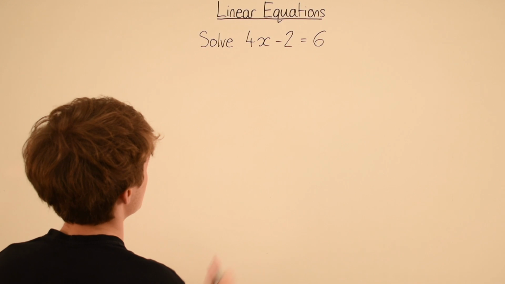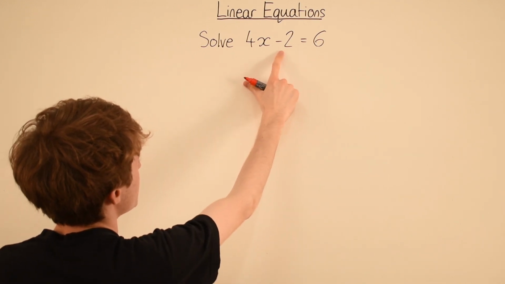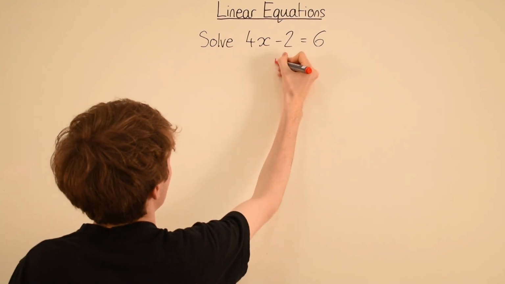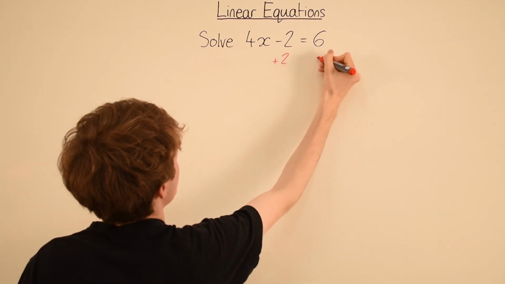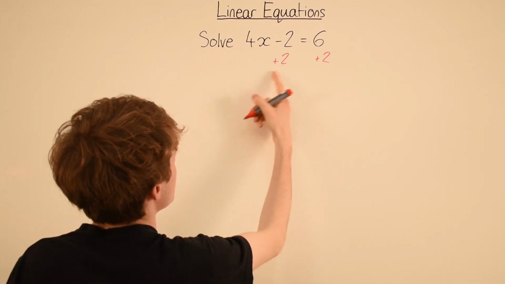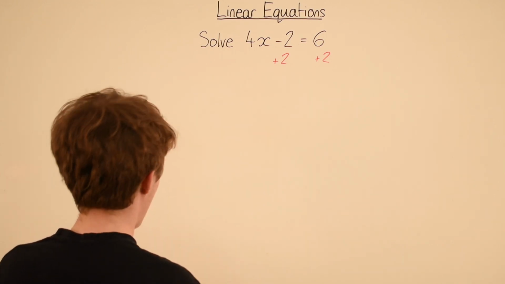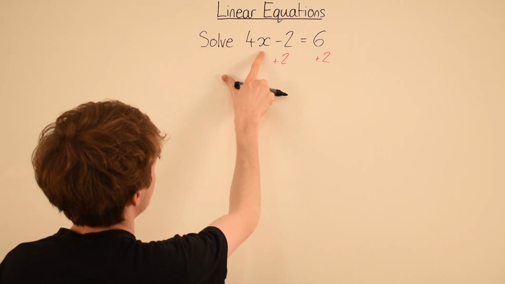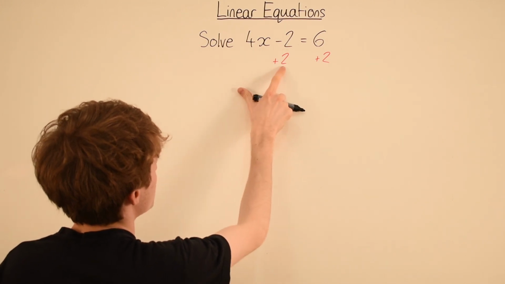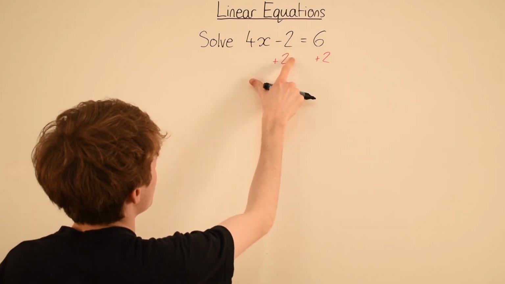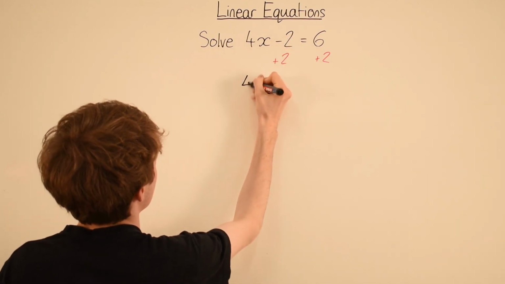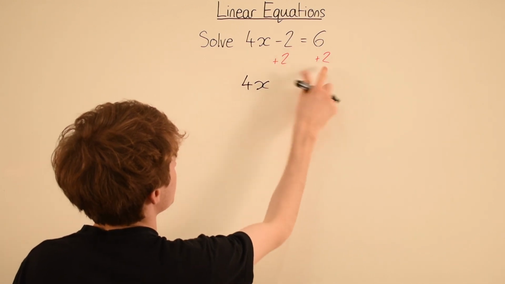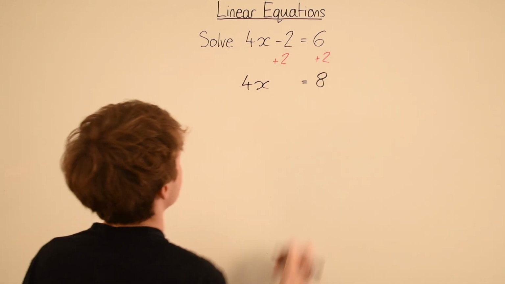So the first thing is, we've got this minus 2 here, which doesn't involve x, so we need to try and move that to the right hand side. Now, the opposite of minus 2 is plus 2. So if we add 2 to both sides of this equation, on the left hand side of the equal sign, all we've got left is 4x minus 2 plus 2. But these minus 2 and plus 2 cancel out, so what we've got is just 4x. On the right hand side, we've got 6 plus 2, which equals 8.